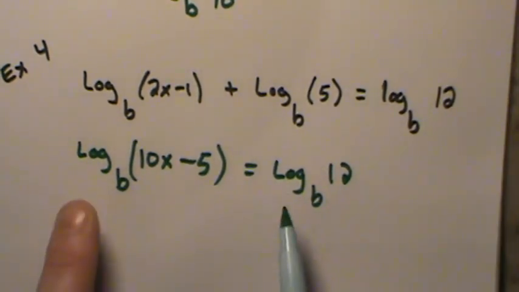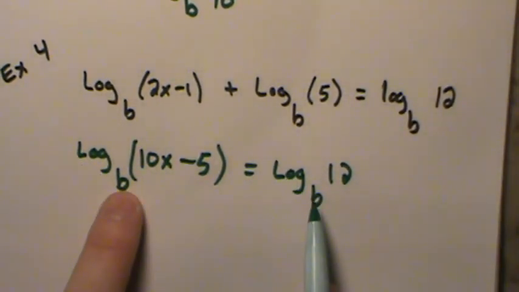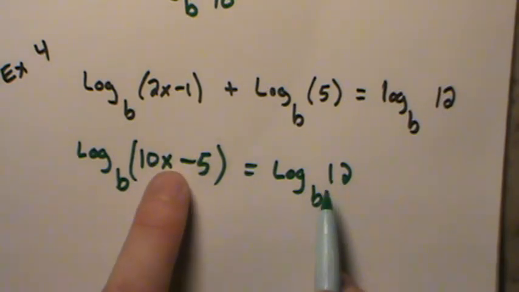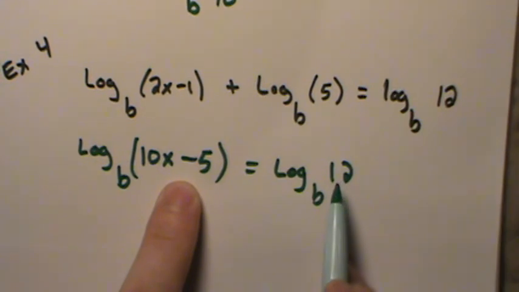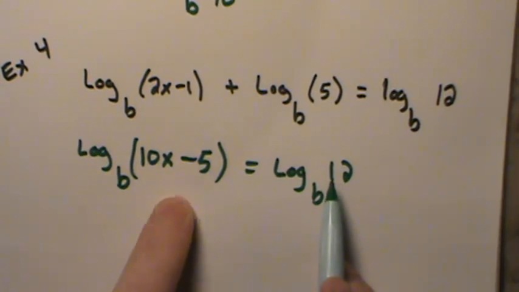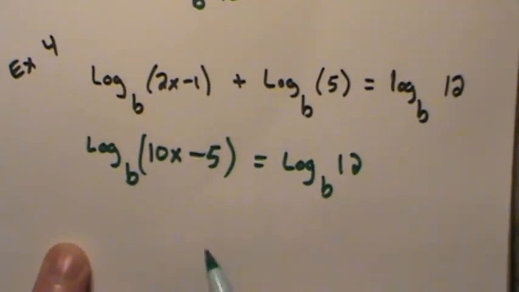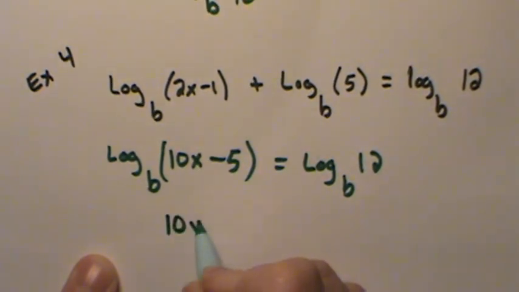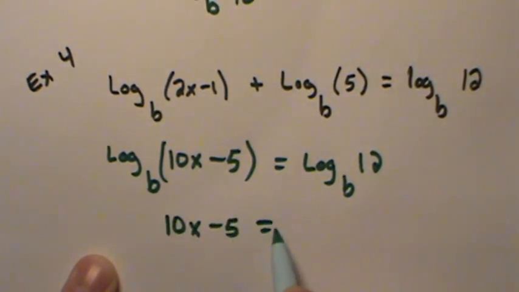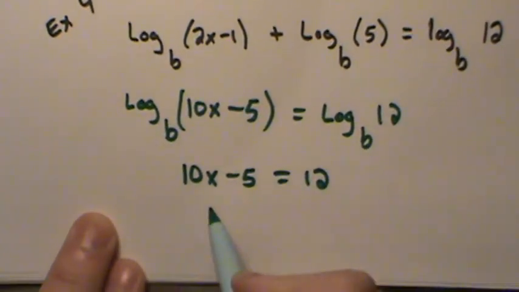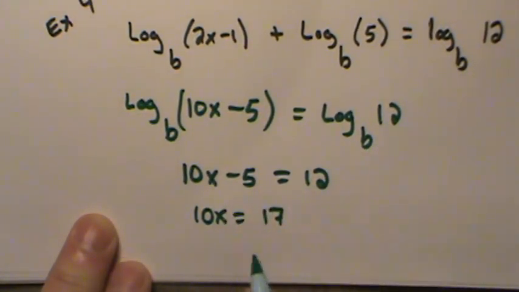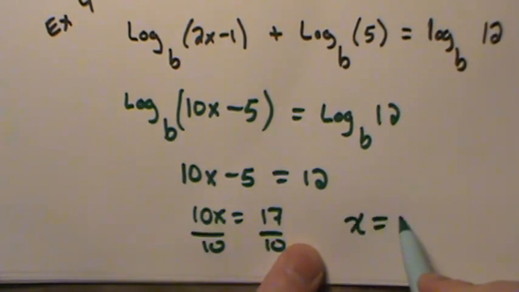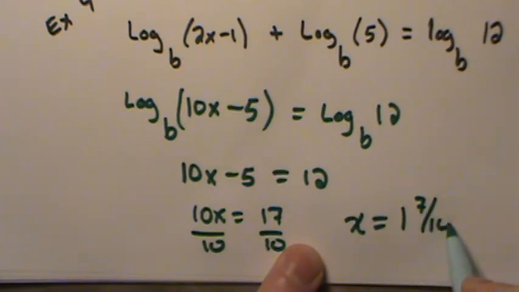Now there's a rule that says if you have log base b, the arguments have to be the same when you have an equals like this. So this, where my finger is, has to be equal to where the pen tip is. These have to be equivalent. So I can actually drop out my logs and just turn this into a straight algebra problem. 10x minus 5 equals 12. Bring the 5 over. 10x is equal to 17, because 12 plus 5 is 17. Divide by 10. And I could figure that x is 1 7/10.